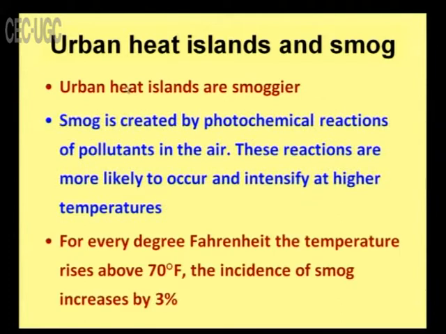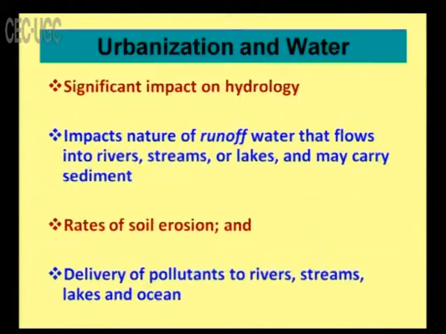And the urban heat islands are smoggier, and the smog is created by the photochemical reaction, as we have already seen. These reactions are more likely to occur and intensify at higher temperatures. The higher the temperature, the more smog is formed. For every degree Fahrenheit the temperature rises above 70 degrees Fahrenheit, the incidence of smog increases by 3%. Therefore, the warmer the day, the more smog is produced.